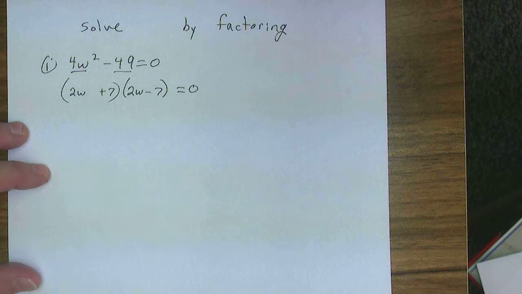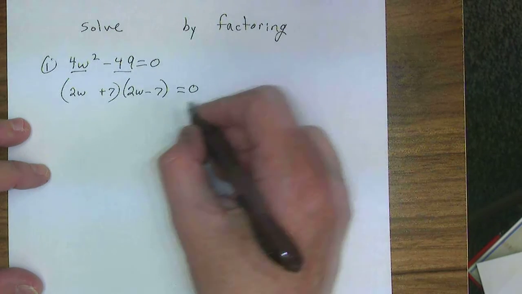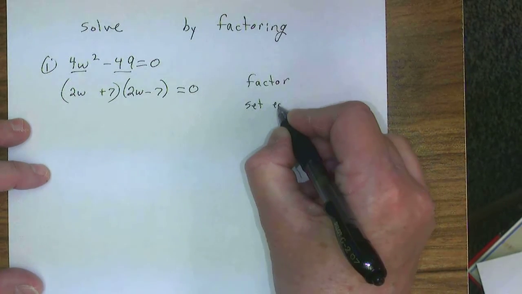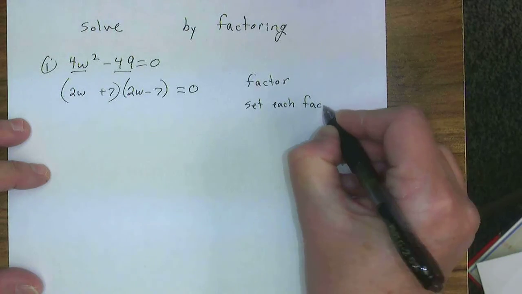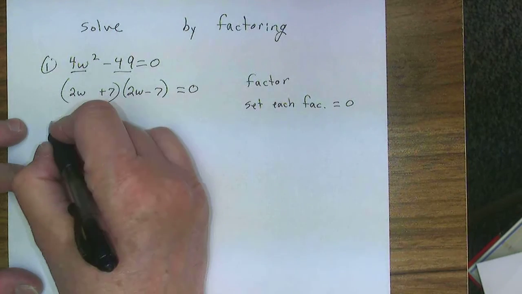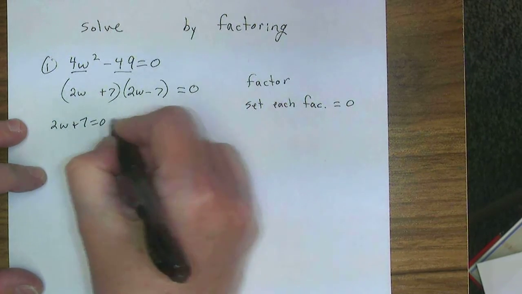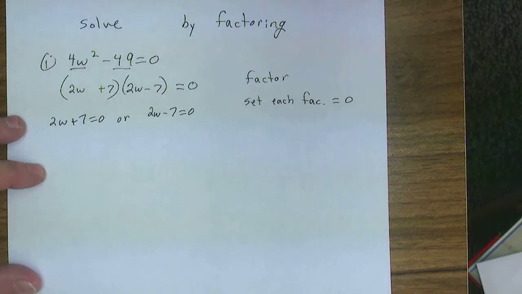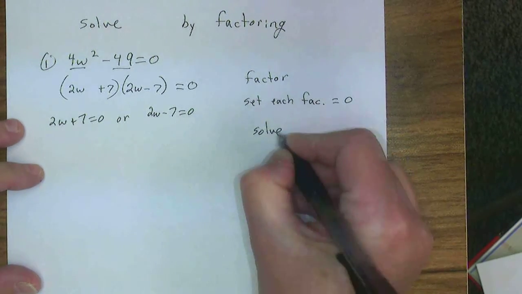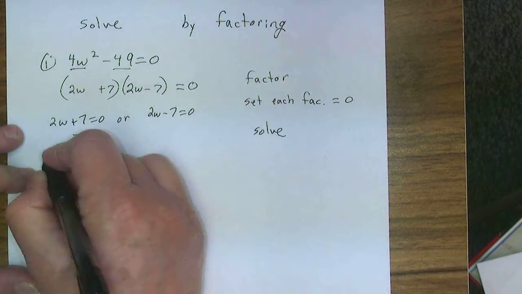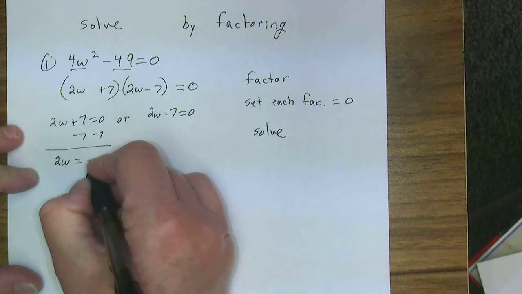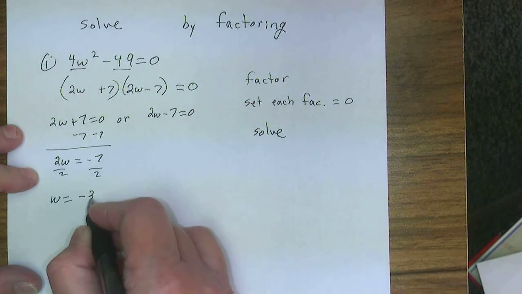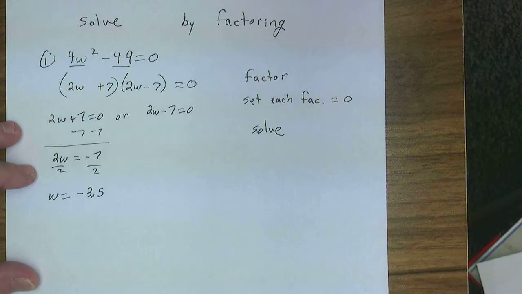It's the difference of squares. Now remember, you factor. Now we are going to set each factor equal to 0. 2w plus 7 equals 0, or 2w minus 7 equals 0. Then we are going to solve. We subtract 7, get 2w equals negative 7. Divide by 2, we get w equals negative 3.5.